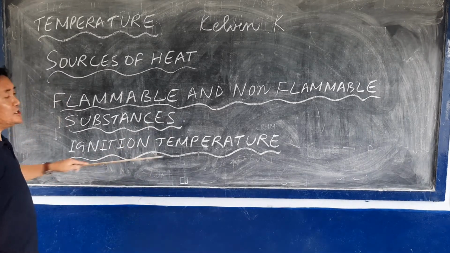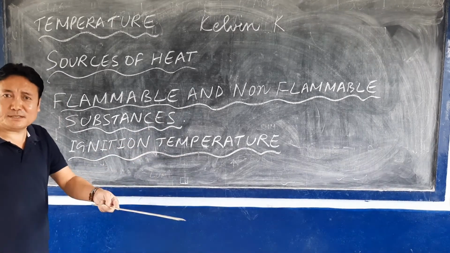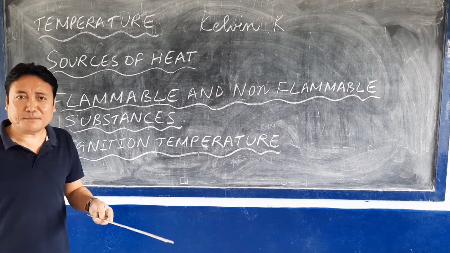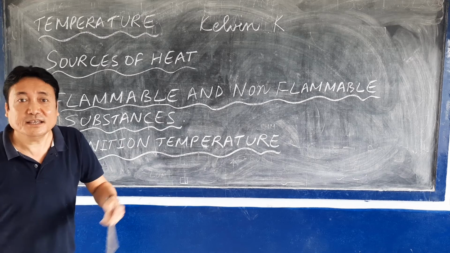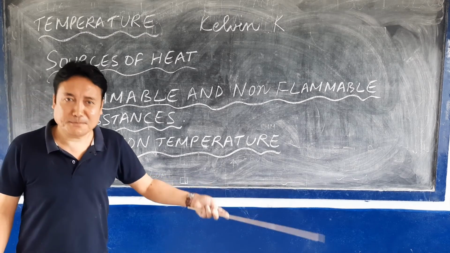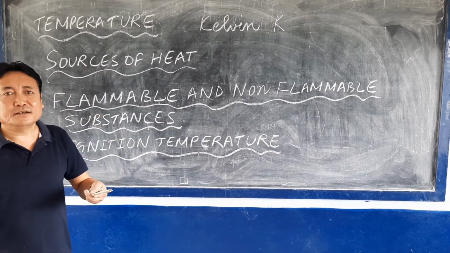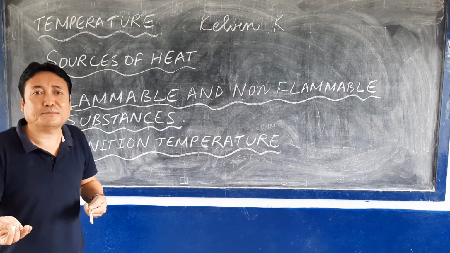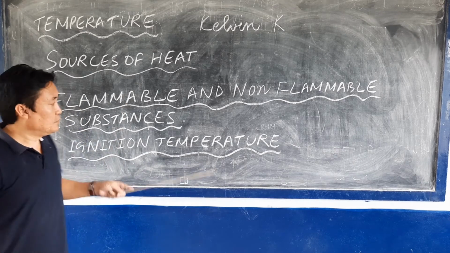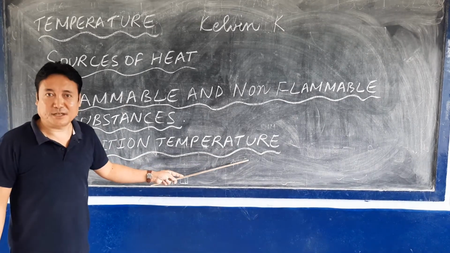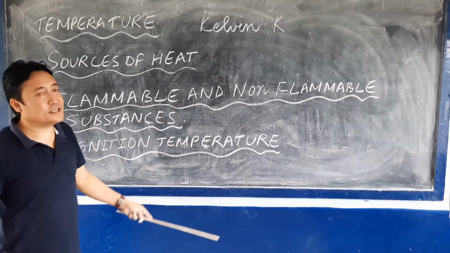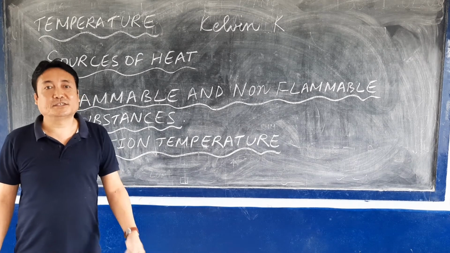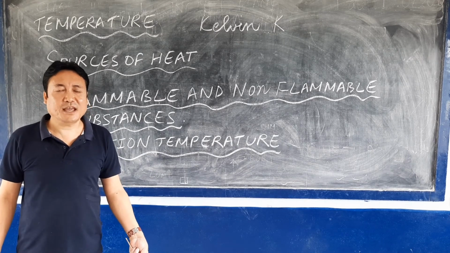The other one is ignition temperature. Ignition temperature means a minimum temperature. The minimum temperature at which a substance catches fire is called the ignition temperature. That means even at a very low temperature, it catches fire very easily, which we call the ignition temperature. In the next class we will come to the thermometer and the description of its characteristics and features.